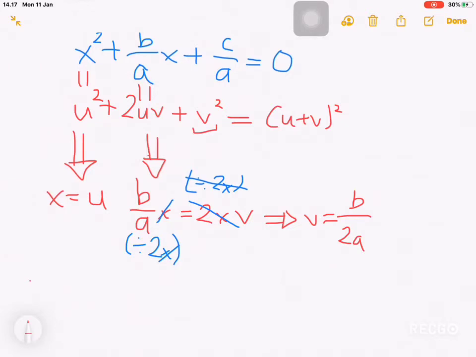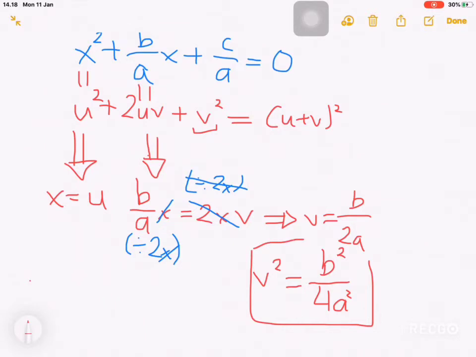And we can quickly notice that after squaring both sides, we get that v squared is, well, we can just take the square of both the numerator and the denominator. So we have b squared, and all over 2a squared is just 4 times a squared. There we go. So these are the values that we need. So just box them in red. And also don't forget this right here.